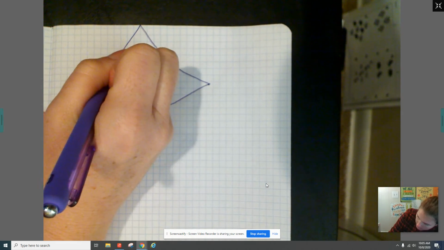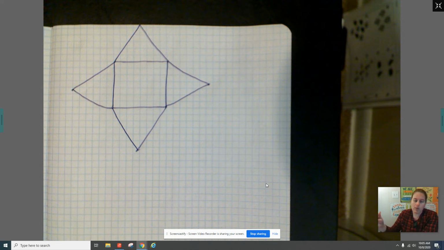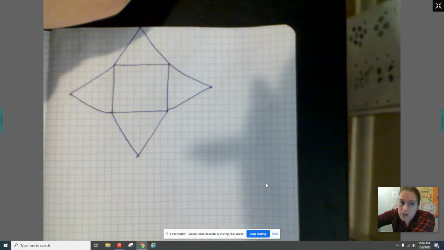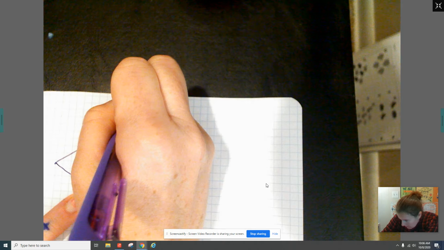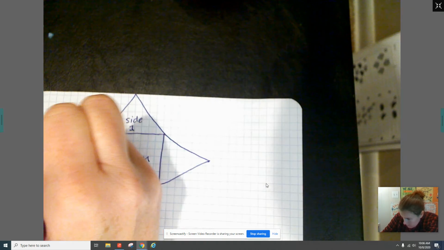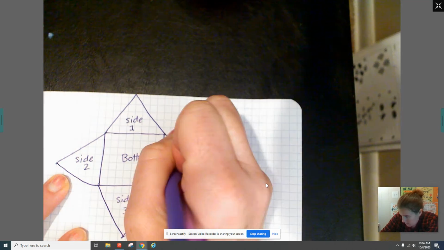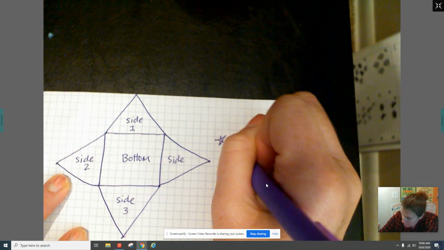So sometimes you're gonna have three-dimensional shapes, and they're gonna have triangles in them. A triangular prism, a pyramid, a square pyramid, a triangular pyramid. All right, and you just need to know you're going to use the same strategy. Okay, so this would be the bottom, and then side one, side two, use the same strategy.